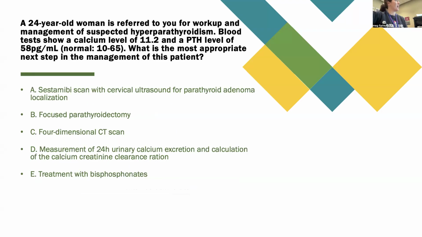Okay, next question. A 24-year-old woman with an elevated calcium level and a normal PTH level. What is the next step in the workup?